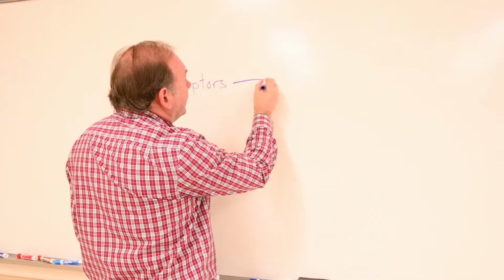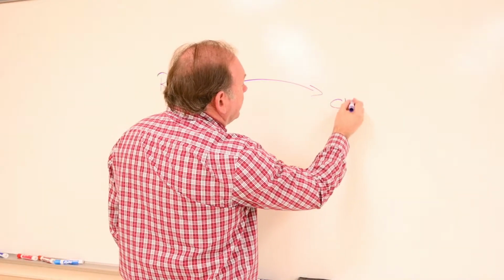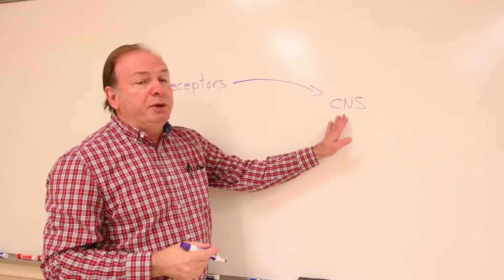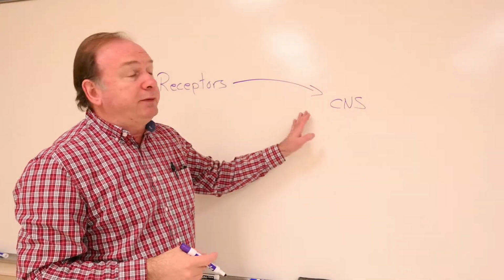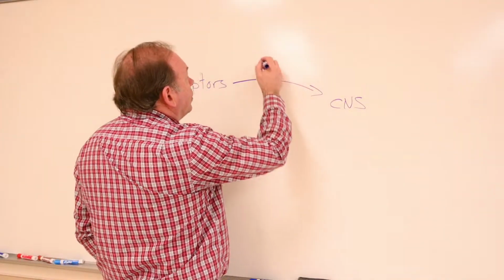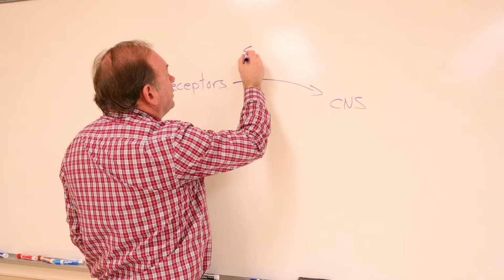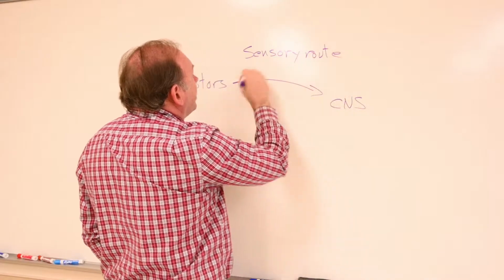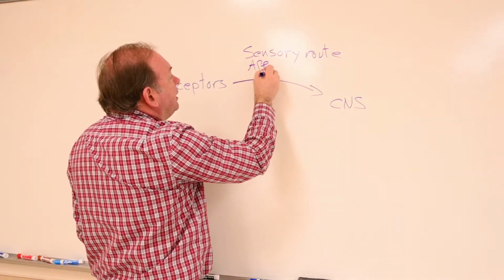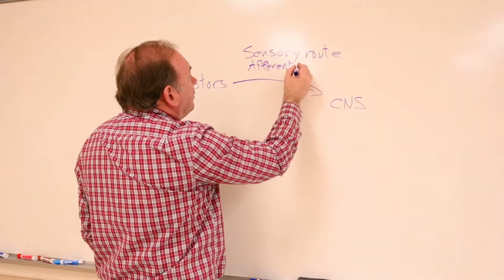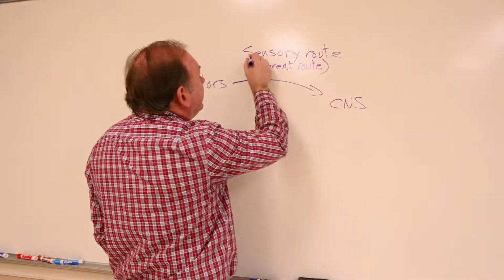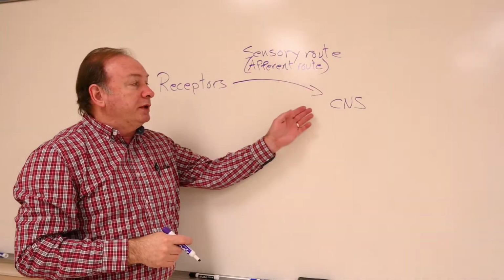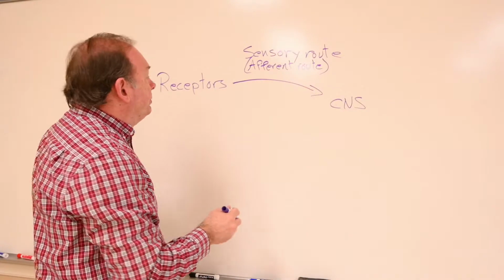Those signals are relayed into the central nervous system. This pathway from the receptors to the central nervous system is through those peripheral nerves. This route inward we refer to as the sensory route, also known as the afferent, A-F-F-E-R-E-N-T, route. An alternative name for that. So we'll talk about afferent nerve fibers sometimes. That means the ones that extend toward the central nervous system.